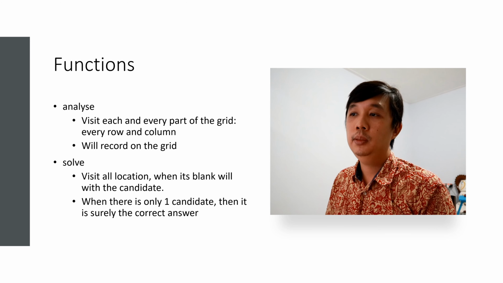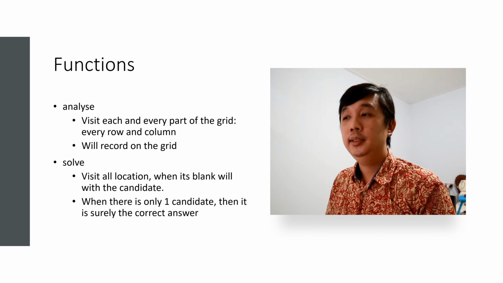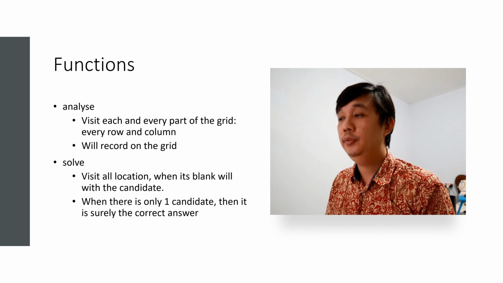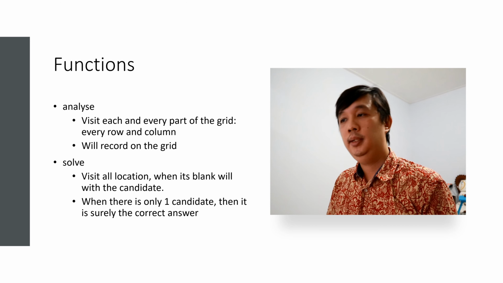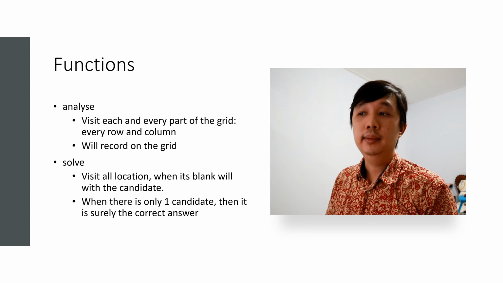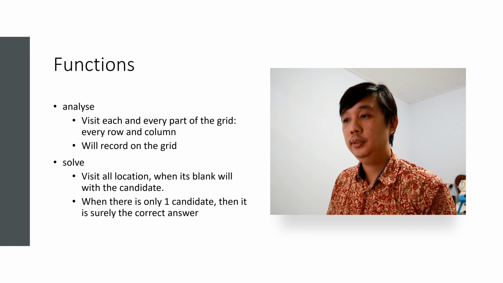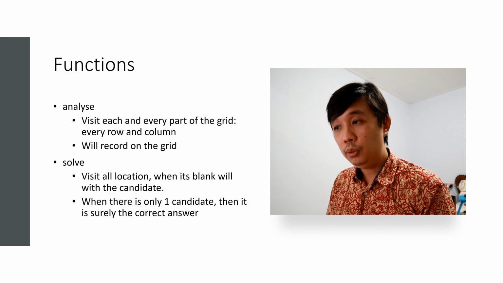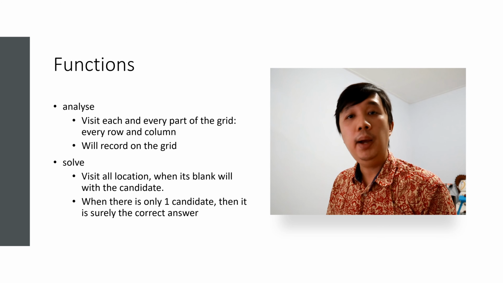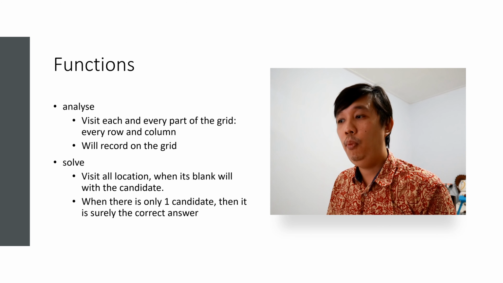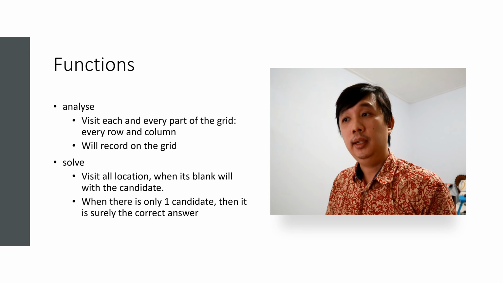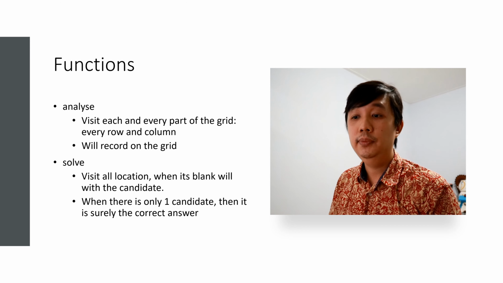Now I will discuss the two most important functions of the source code. First, analyze. It will visit each and every part of the grid, every row, every column, and it will record the possible candidates for that cell. And solve, of course. It will also visit all the cells. When it's blank, it will fill it with a candidate, but it will only fill it when there is only one candidate. Then it's surely the correct answer, as the algorithm says before.